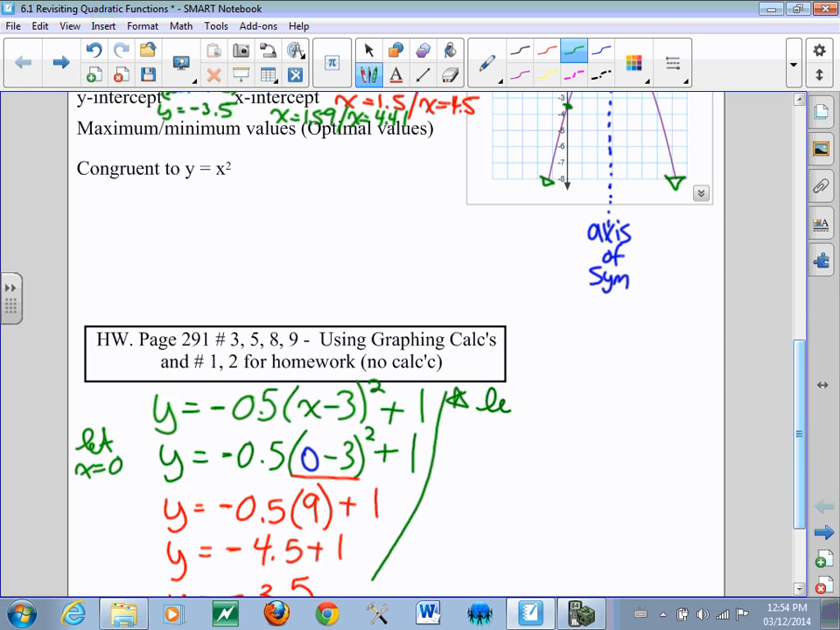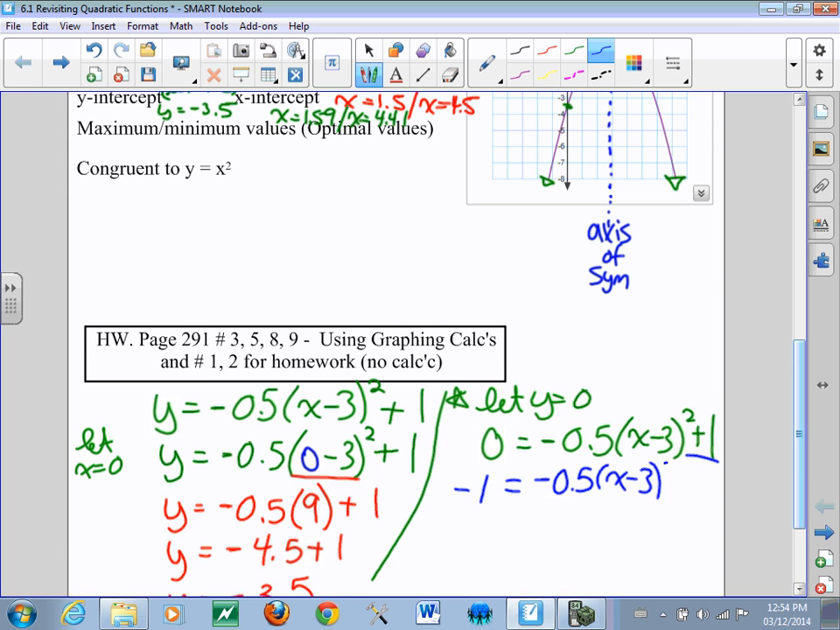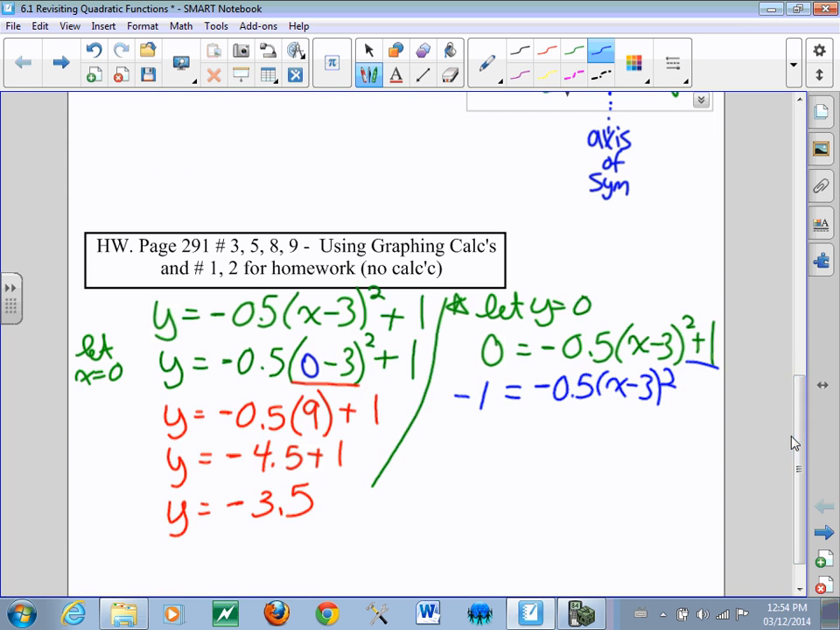To find the x-intercept, you're going to let y equal 0. So we're going to have 0 equals negative 0.5 times (x minus 3) squared plus 1. We're going to work backwards, ladies and gentlemen. So we have to get x by itself. First thing we're going to do is take the plus 1, bring it over, and it becomes negative 1. So it's negative 1 equals negative 0.5 times (x minus 3) squared. We next want to get the binomial squared by itself. Currently it's multiplied by negative 0.5, so we're going to do the opposite, which is divide.